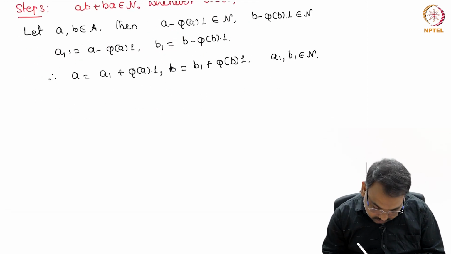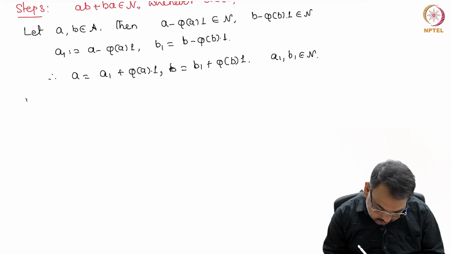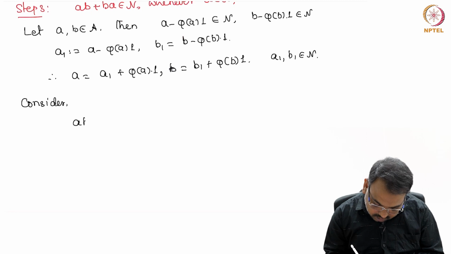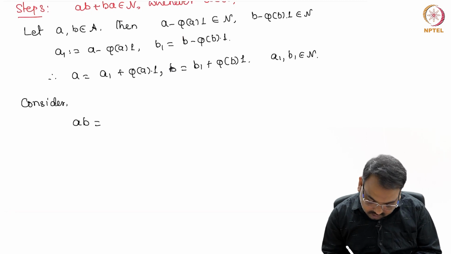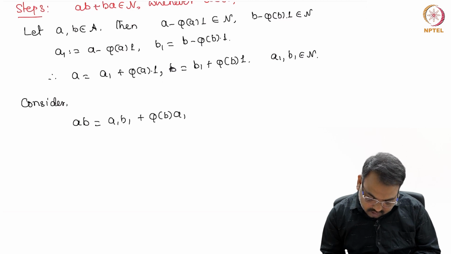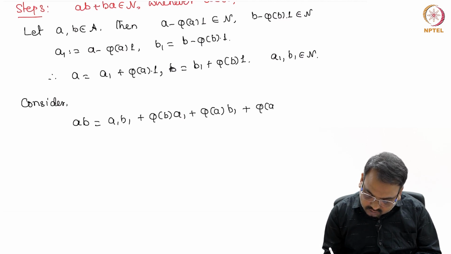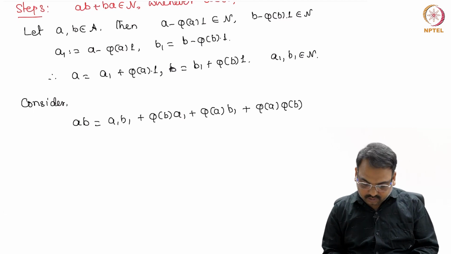Now we can say that A1, B1 are coming from N. Now if you look at AB, AB is nothing but A1 B1 plus phi of B A1, phi of A B1, plus phi A phi B.